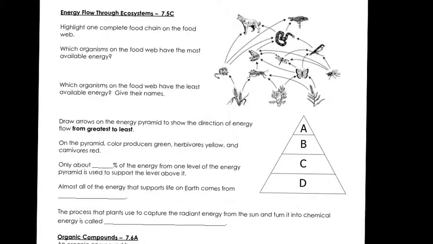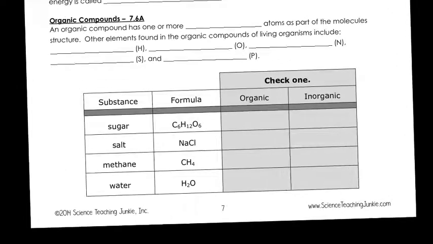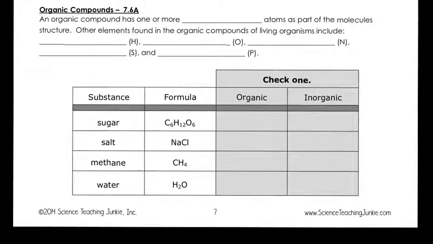The bottom part is talking about organic compounds. So organic compounds have to contain a specific element. They have to contain carbon, and the rest could be any of these. So it gives you a hint what the elements are. Use your periodic table.